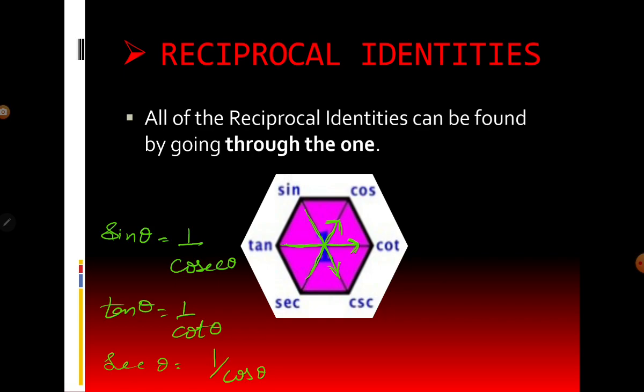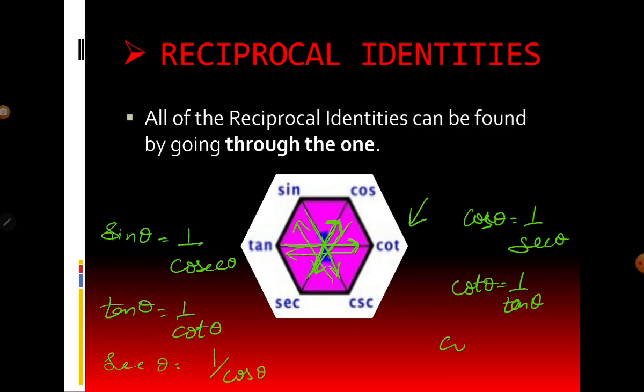Same way, if I put my arrows in the other direction, like here I'm using the arrow in the upward direction, and if I take the arrow in the downward direction, then cos theta is what? Now I'm coming from cos towards secant, so cos theta is 1 by secant theta. If I am going from cot towards tan, then cot theta is 1 by tan theta. And now I am going from cosecant towards sine, so cosecant theta is equal to 1 by sine theta.